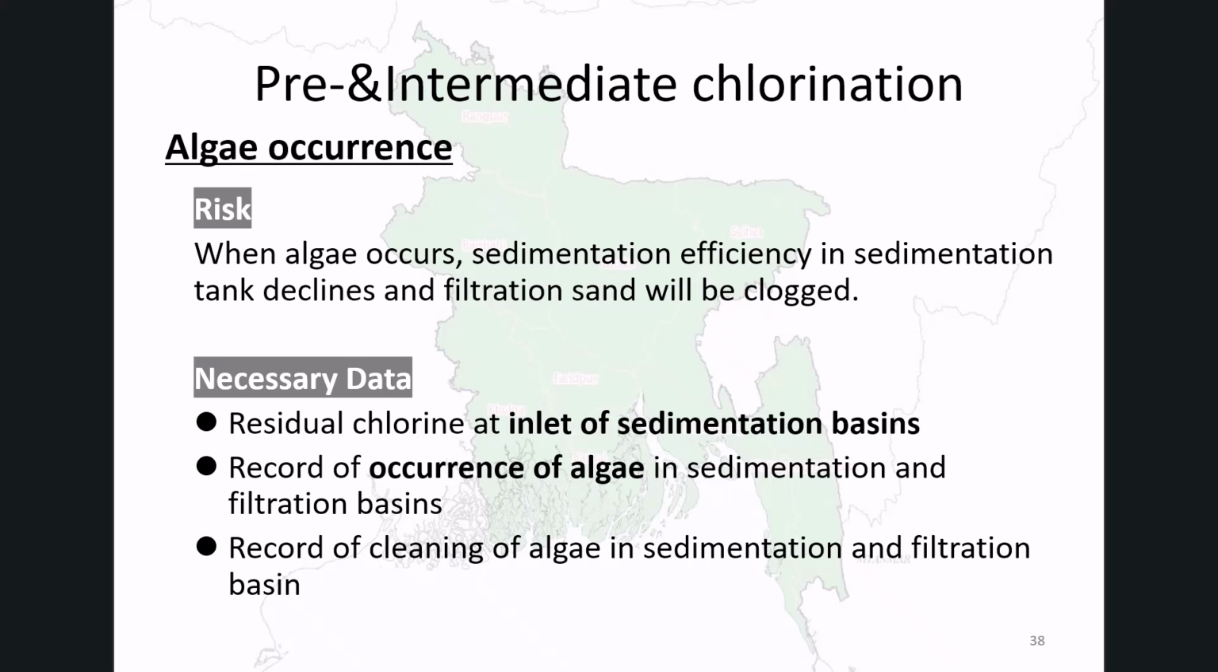It is highlighting here what data must be collected to diagnose the situation. There are 3 data necessary for it. First, residual chlorine at the inlet of sedimentation basins should be checked. Second, records should be reviewed to see when algae occurrence was observed. Third, records of cleaning work in sedimentation and filtration basins should be confirmed.